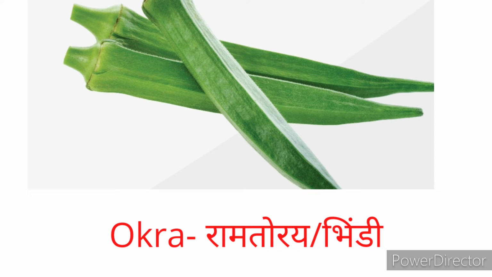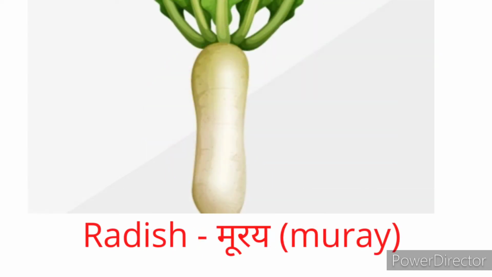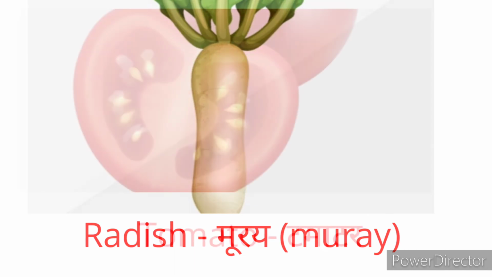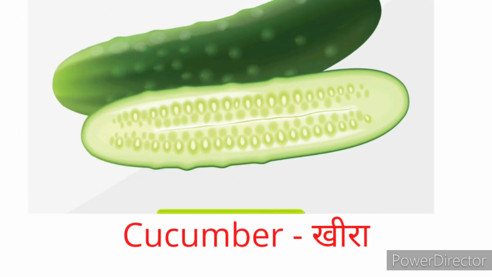Okra, someone says it bhendi, someone says it's ram tore. Lemon, nemo. Radish, murey. Tomato, टमाटर. Cucumber, खीरा.